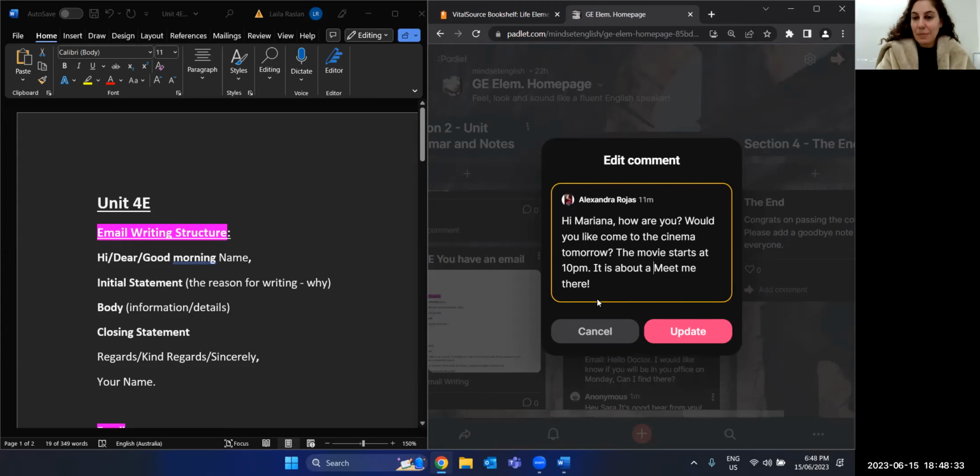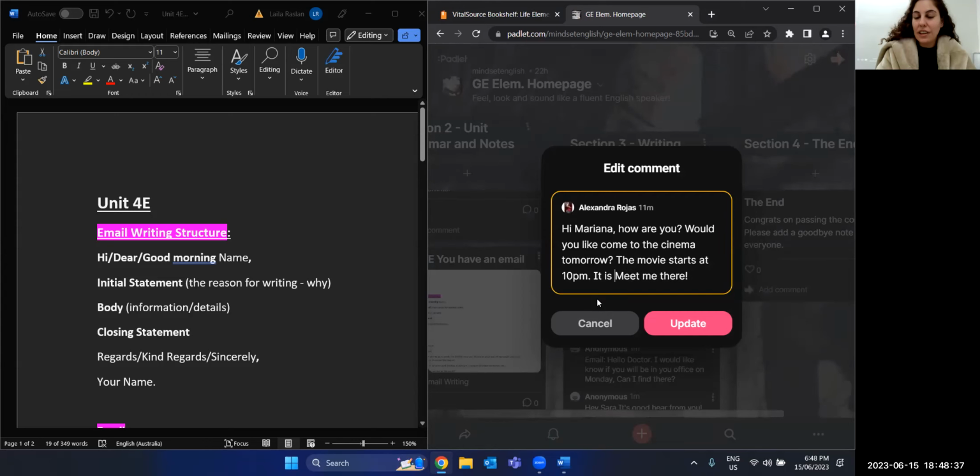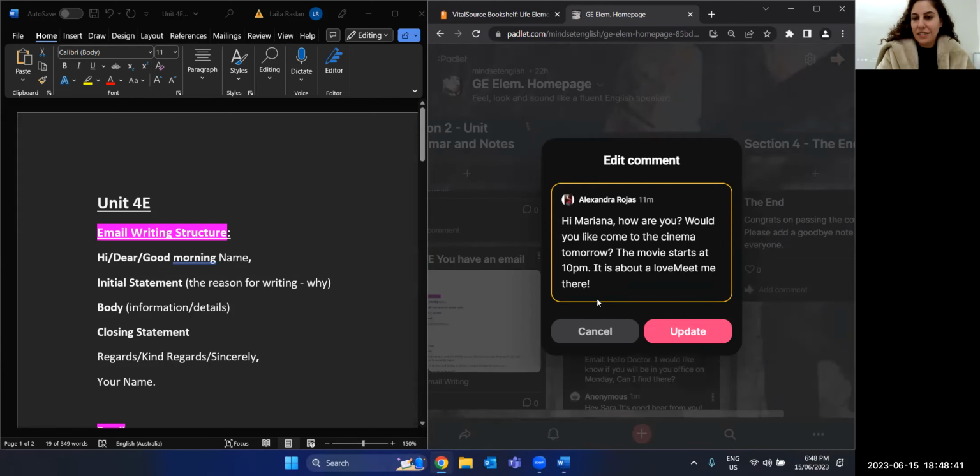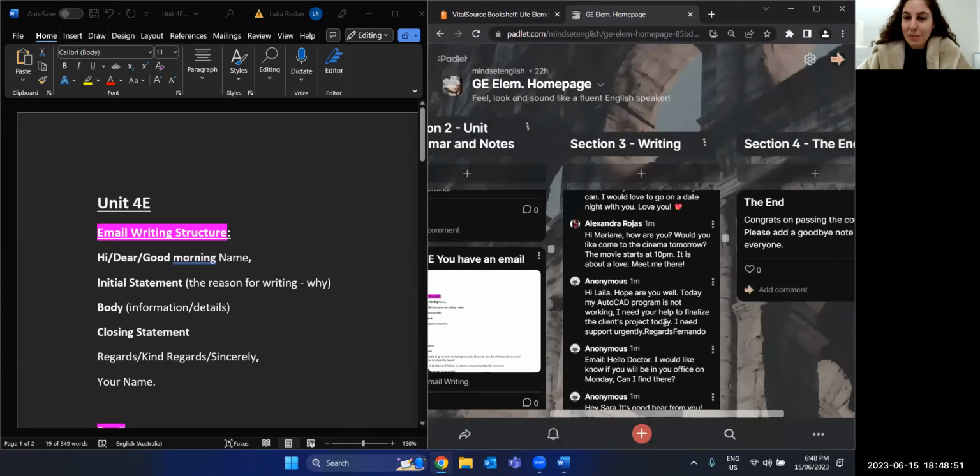Yeah, it is about romance. It is about love. Yeah, it is about love. Meet me there. There meant the cinema. So we used it and we used there. Good example.